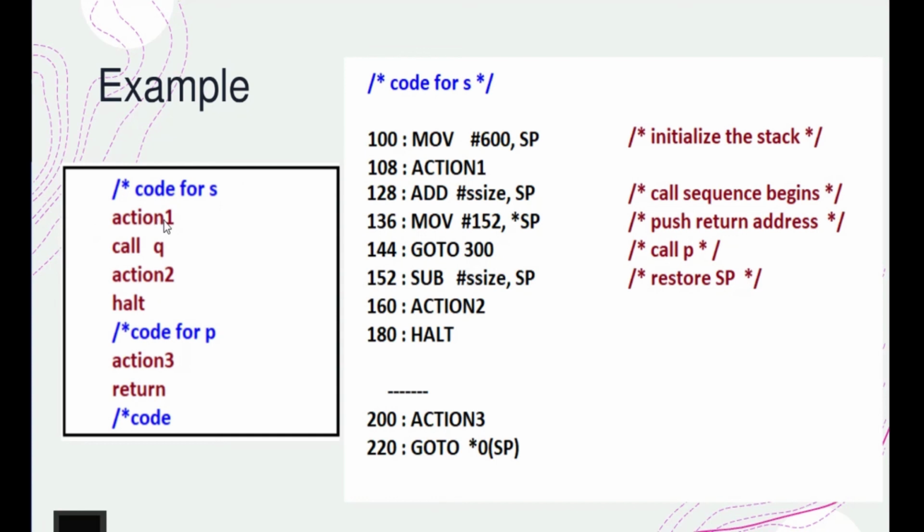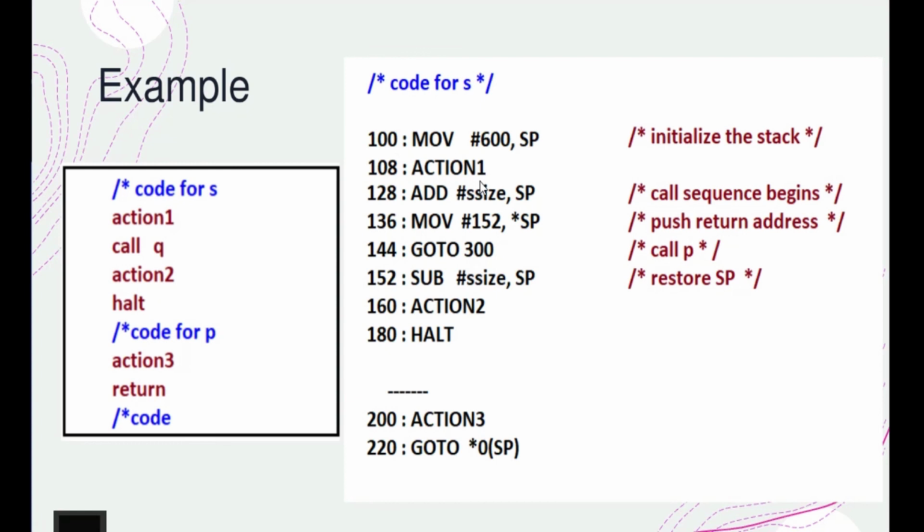First, we will write the move instruction, move hash, and we will provide an address value. In this example I have given 600, so this is nothing but the address where the stack starts, 600 comma SP. So the stack pointer is initialized to the address value 600. Then the statements of the called procedure will be executed.